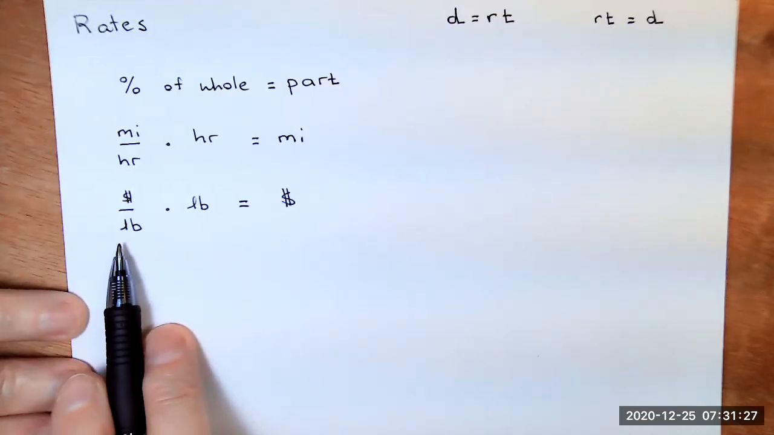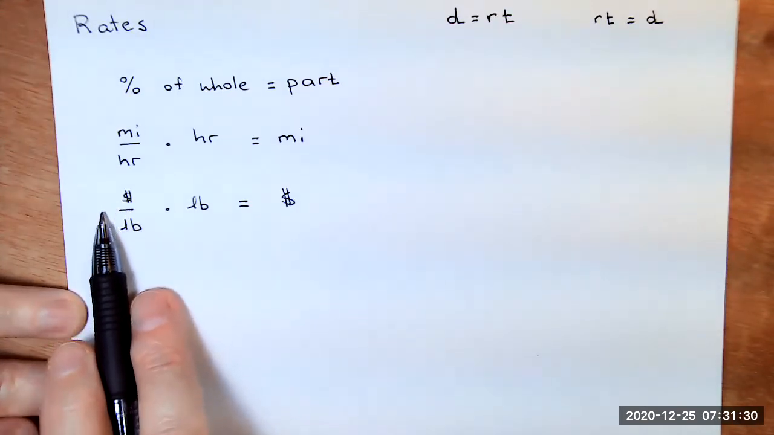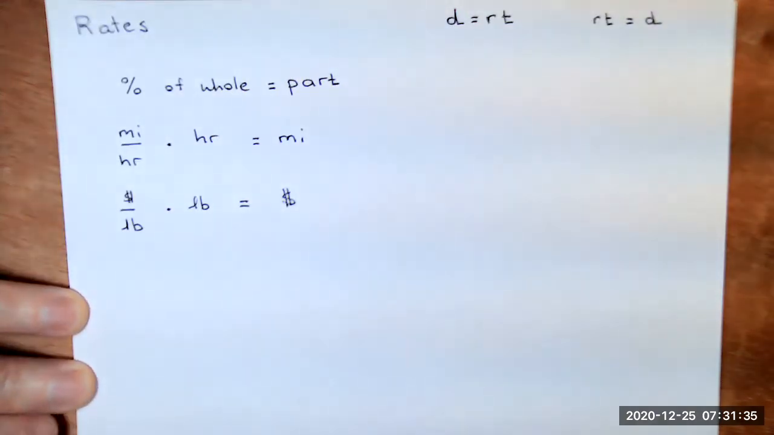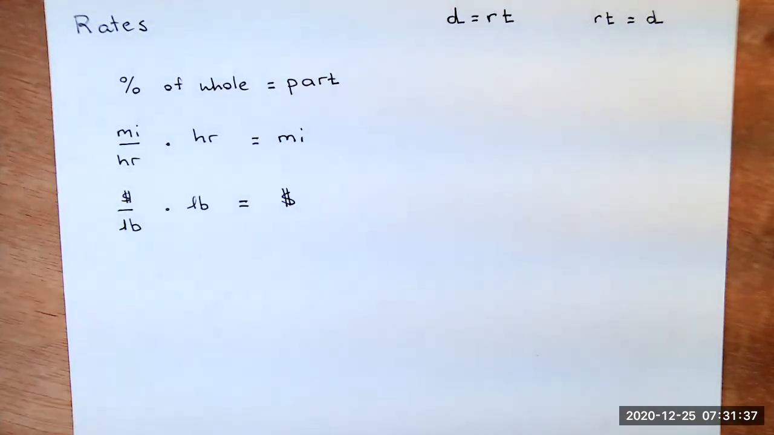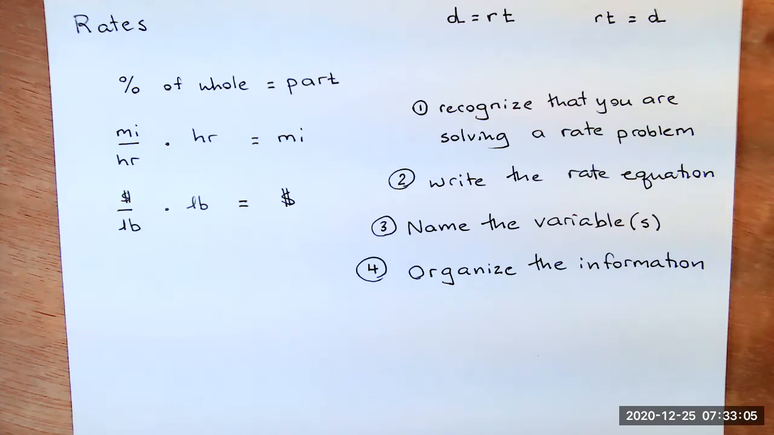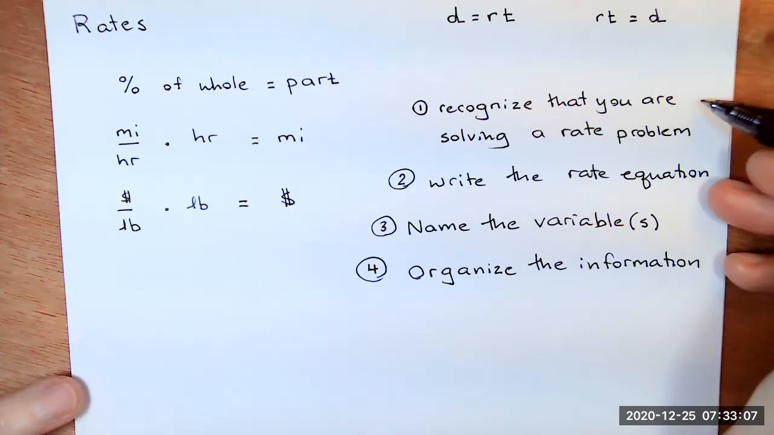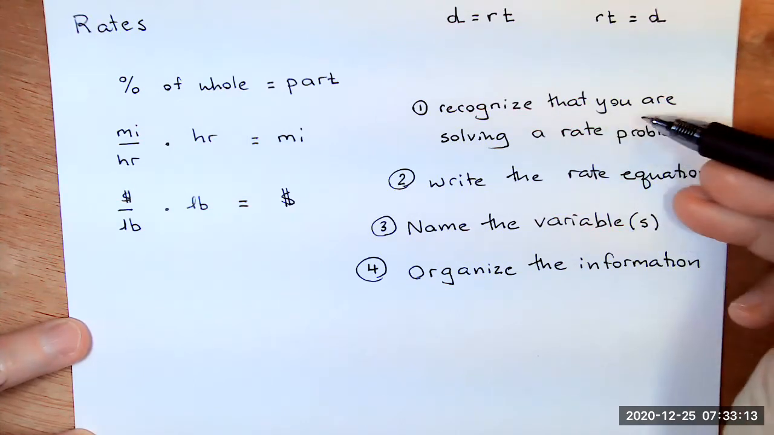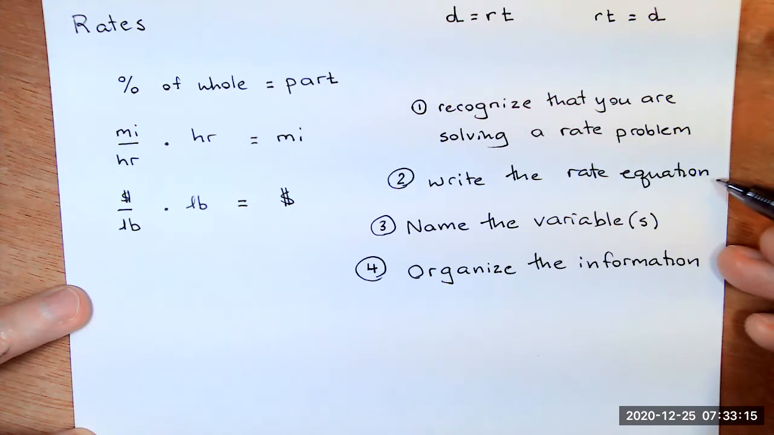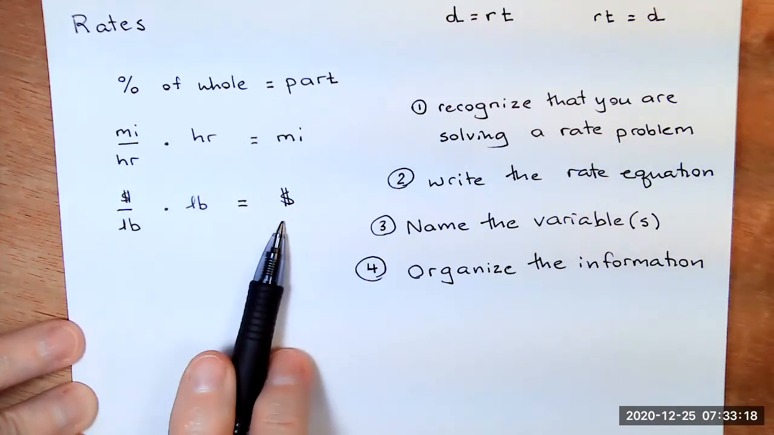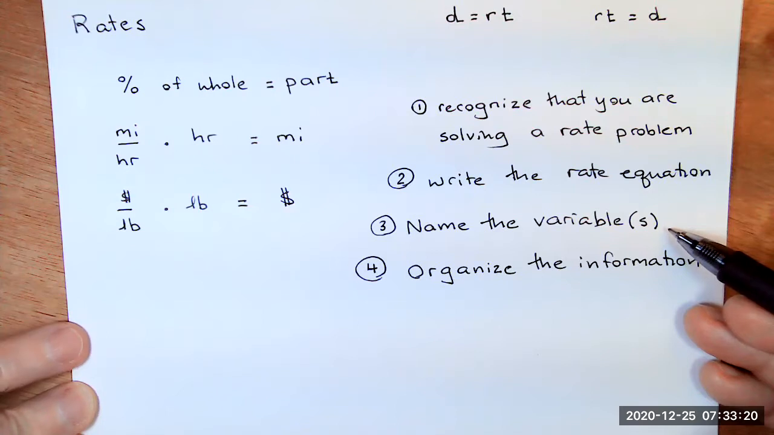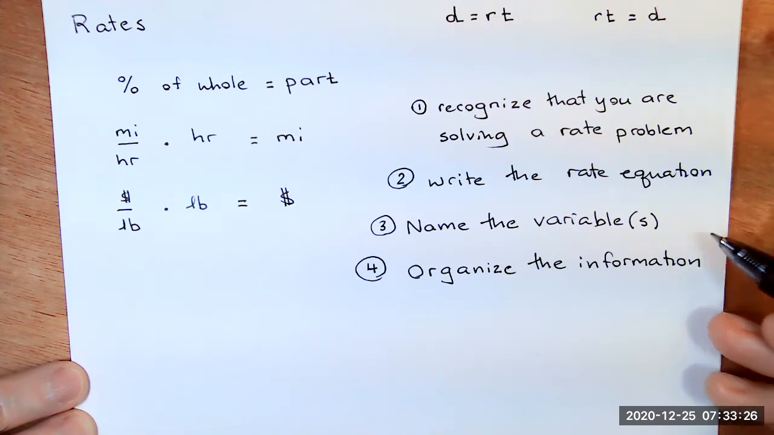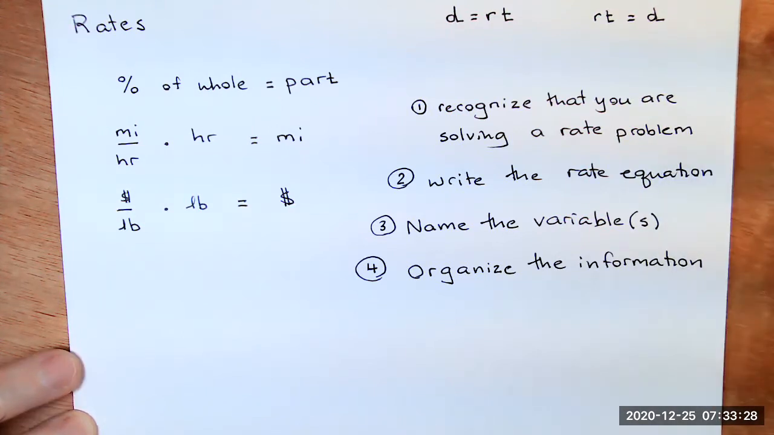So when solving a rate problem, first I like to recognize that there's a rate and then write the rate equation and use it to help you organize the information. All right, so first you want to recognize that you're solving a rate problem, and we'll practice that in a minute. You'll write the rate equation like we've done here. Always name your variables early in the problem, and then organize your information. So let's recognize some rates.